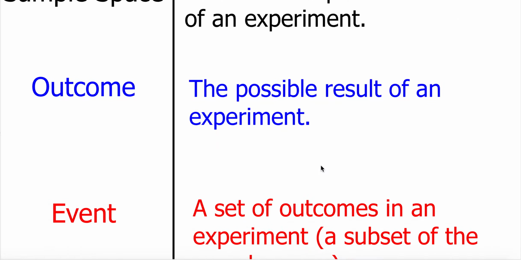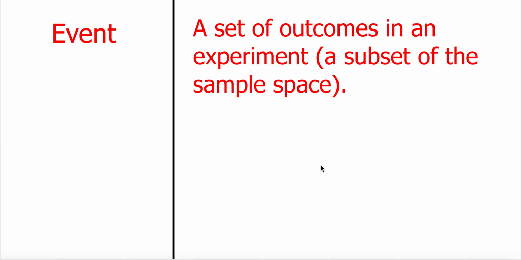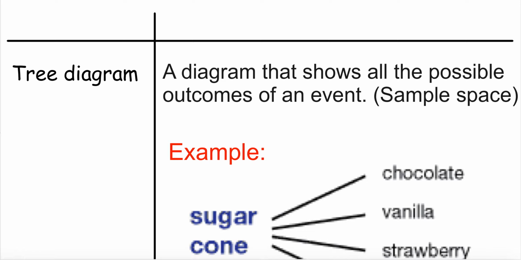An event is a set of outcomes in an experiment. It's a subset of the sample space. So I may say, what is the probability of getting an even number when rolling the number cube? Well, that would be 2, 4, and 6. There's a probability of 3. The event would be just my even numbers of that number cube, which is a subset. It's part of that sample space.